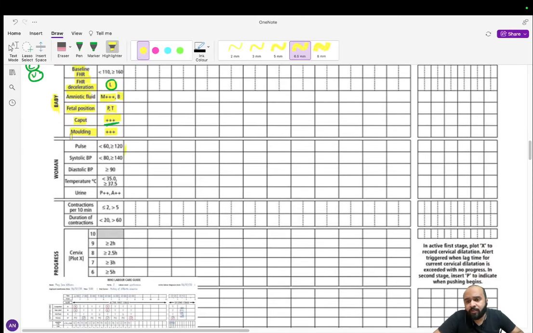Next, I have the patient who I'll be looking after. So the pulse, if the pulse is less than 60 or more than 120, it's a cause of concern.